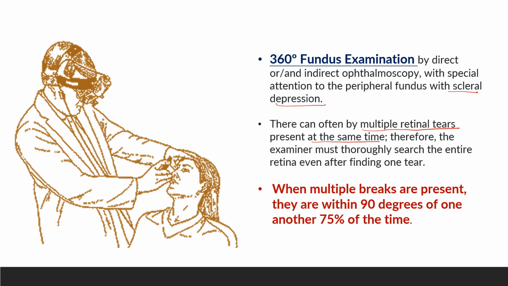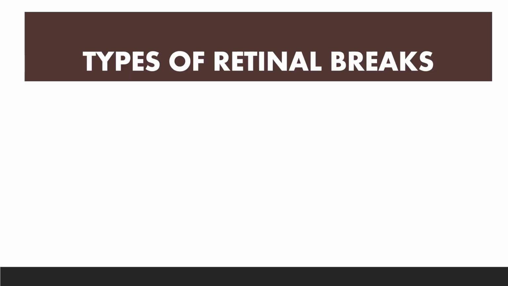Okay, and whenever multiple breaks are present, they are usually present within 90 degrees of one another. So what I mean to say is that if you find a break like this in this area, there are 75% chances that you will find another break 90 degrees apart from this, or within the 90 degrees of this original break. So you might find a break here, you might find a break over here, right? So therefore thorough retinal examination is very, very important.